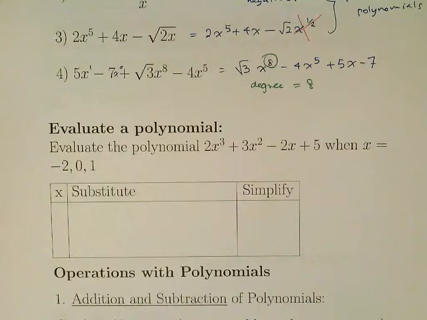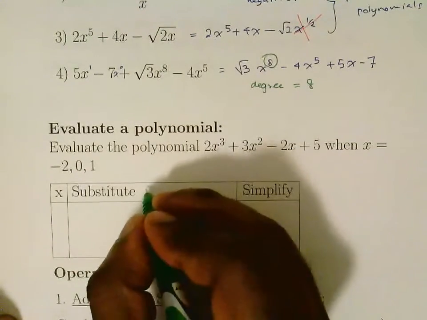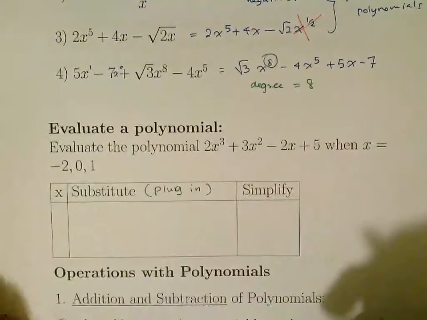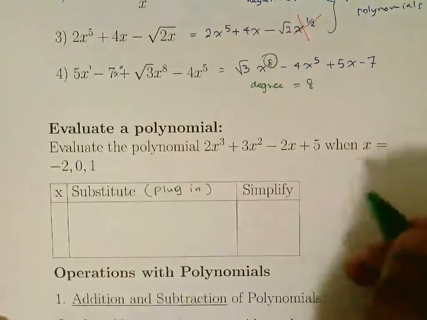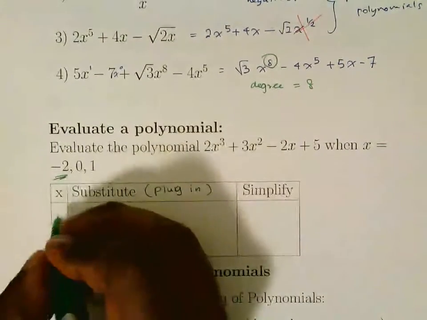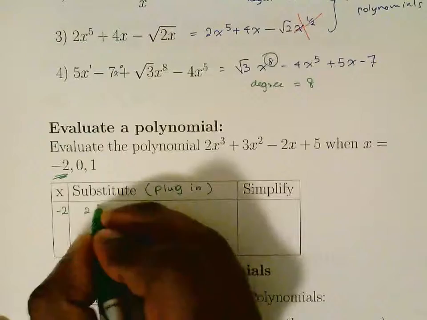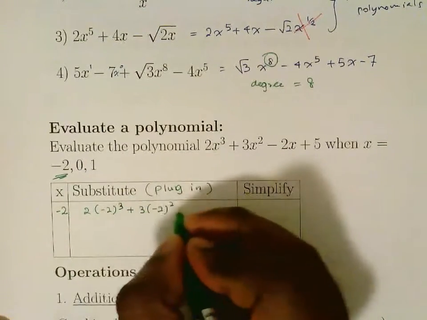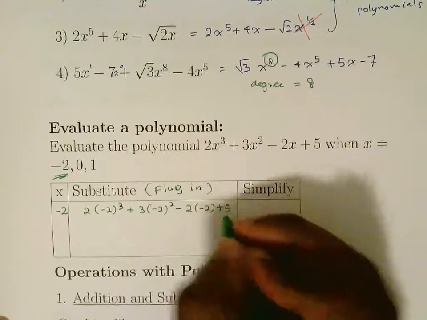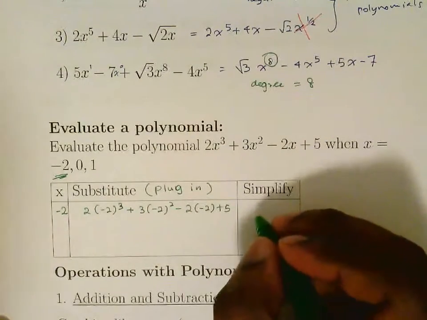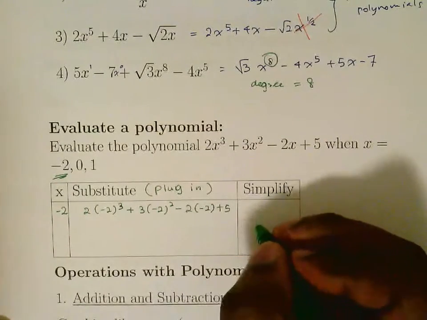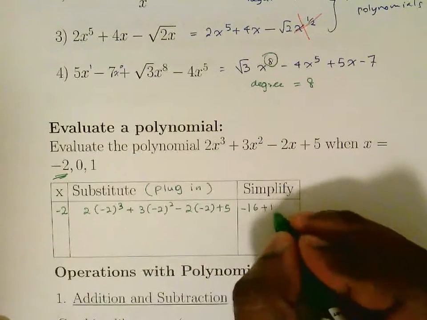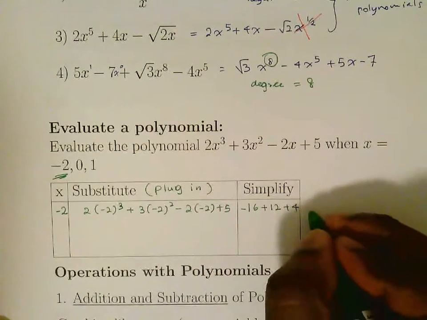So evaluating or substituting means just plugging in. So plug in the given numbers, that's it. Let's say when x equals negative 2, plug it in, negative 2. So you get 2 times negative 2 cubed plus 3 times negative 2 squared minus 2 times negative 2 plus 5, and that should end up at negative 16 plus 12 plus 4 plus 5.